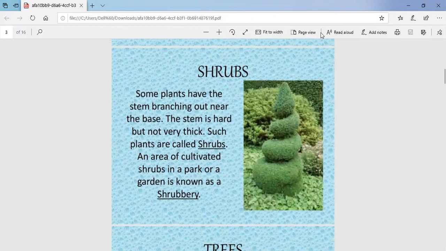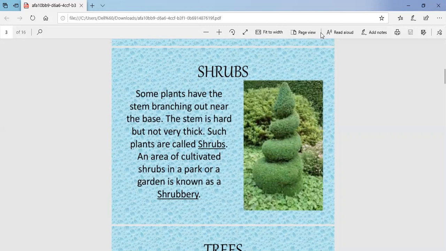Shrubs are the plants which have stem branching out near the base. Stem is hard but not too thick. Such plants are known as shrubs. These shrubs are a little bit taller than the herbs but smaller than us. If we compare with our height, the shrubs are smaller than our height.